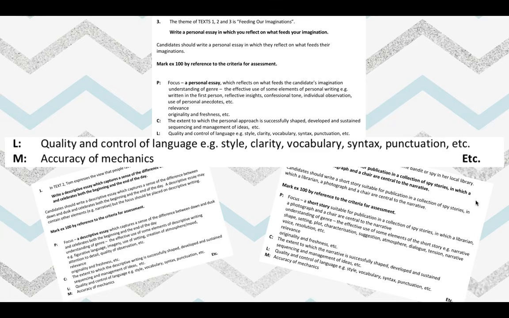So L is quality and control of language and includes things such as vocabulary, syntax, which is the order of your words, as well as punctuation. M is mechanics, and this means accuracy. Are there errors in your writing? Have you used apostrophes correctly, for example? Are there sentence formulation mistakes?